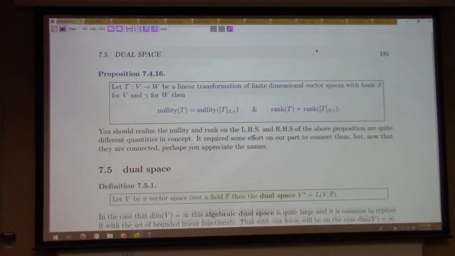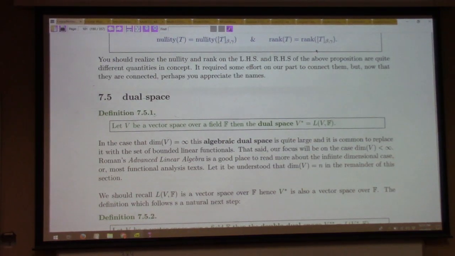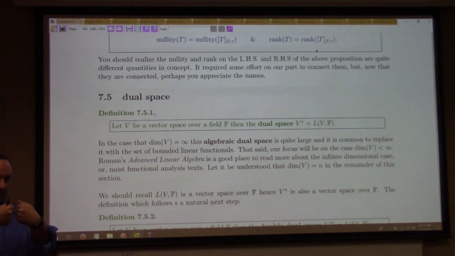So next up is the concept of a dual space. What on earth is a dual space? Well, what I'm going to break down for you is that we can take the coordinate map and we can deconstruct it into dual vectors.